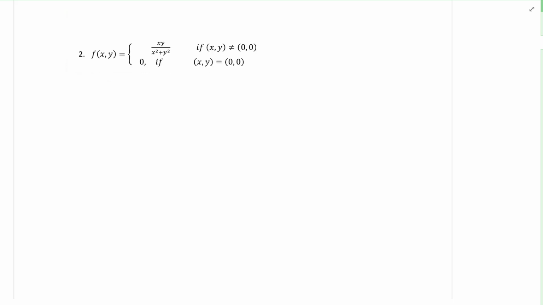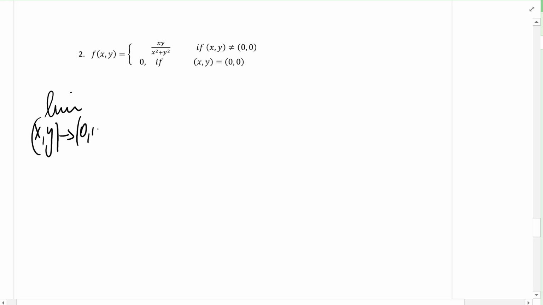How about this function? f of (x, y) equals xy over x squared plus y squared if (x, y) is not equal to (0, 0), and 0 if (x, y) equals (0, 0). So let's check the continuity at (0, 0). Let's find the limit as (x, y) approaches (0, 0) of xy over x squared plus y squared. If we set each of them equal to 0, we get 0 over 0.